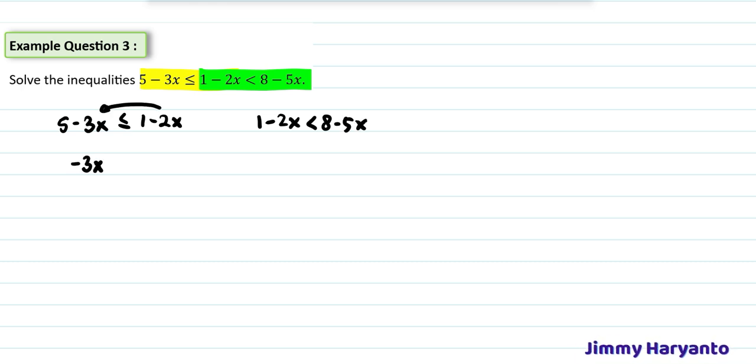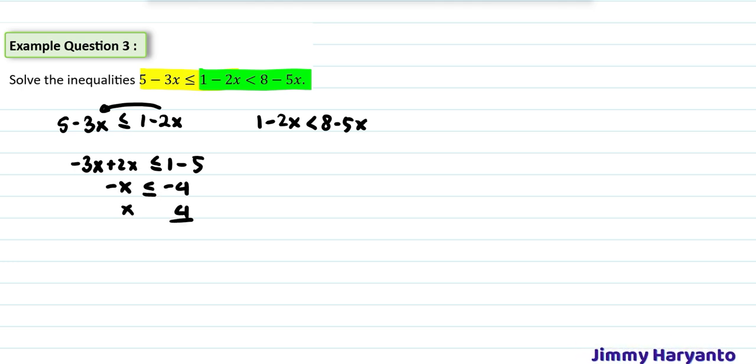This one is negative 3x plus 2x less than or equal to 1 minus 5, so negative x less than or equal to negative 4. So x is negative 4 divided by negative 1, because we do the division of negative numbers. That means I have to change the sign. So the final answer is x greater than or equal to positive 4. This is the first one.